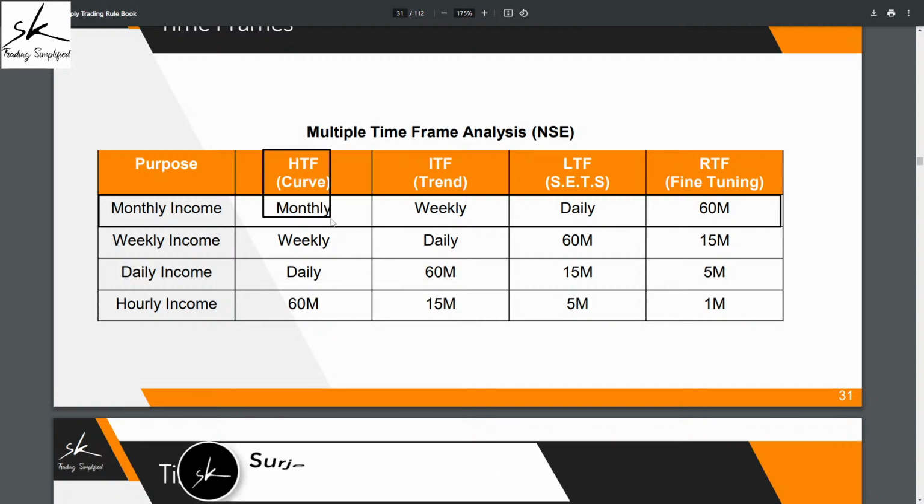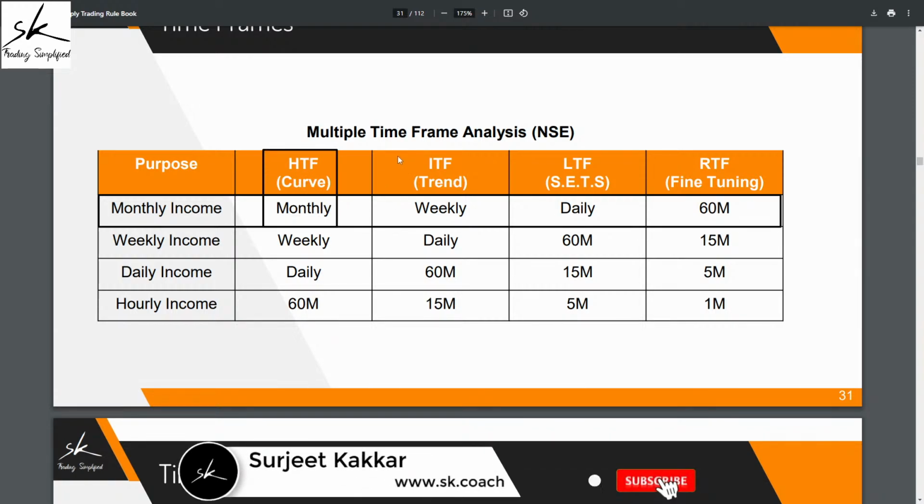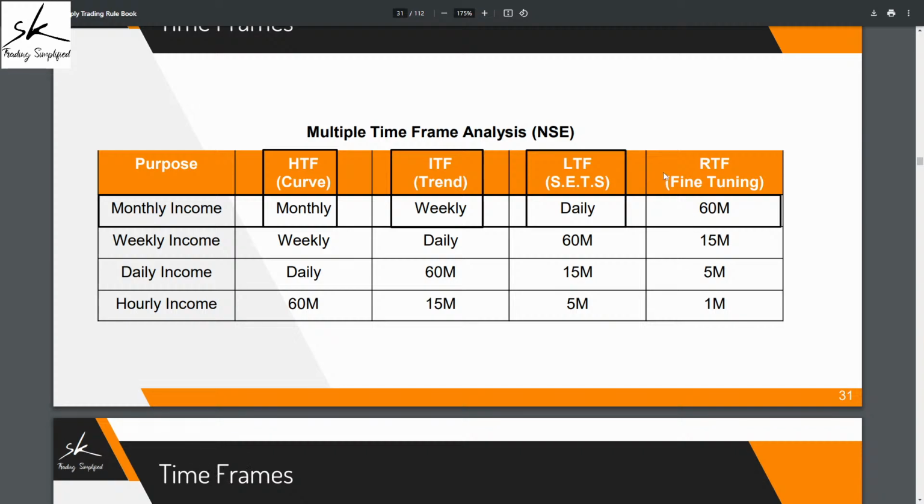Monthly will be the higher time frame, which is used for curve analysis. Weekly will be the intermediate, used for trend analysis. Lower time frame is daily. That is where we get our SCTS from. SCTS stands for stop loss, entry, target, and size. And in case I need to use the refining time frame, then my refining time frame will be the 60 minute chart, which can be used for multiple purposes like fine tuning the zone, type 2 type 3 entries, or in case I need to apply some additional rules, that is also where this time frame can help us.